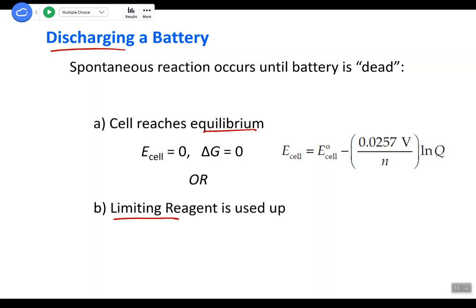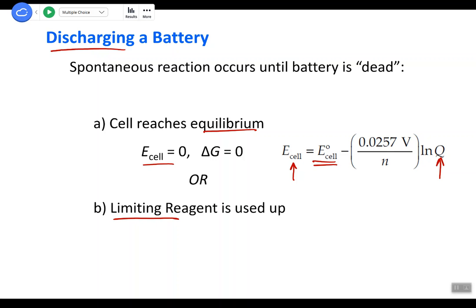One is that the cell potential comes down to 0. Remember, we can calculate standard cell potential under standard conditions, and then we can calculate the cell potential under non-standard conditions, and this depends on the temperature and the ratio of Q, the ratio of products over reactants, the ratio of those concentrations. Well, if the ratio of those concentrations gets too far out of whack, the cell potential can reach 0.